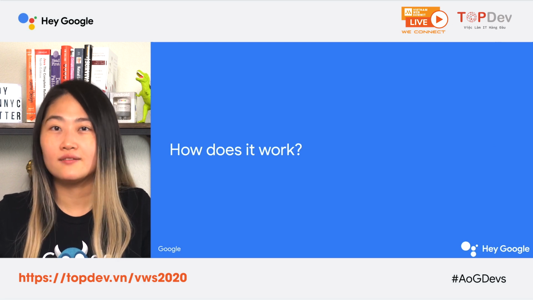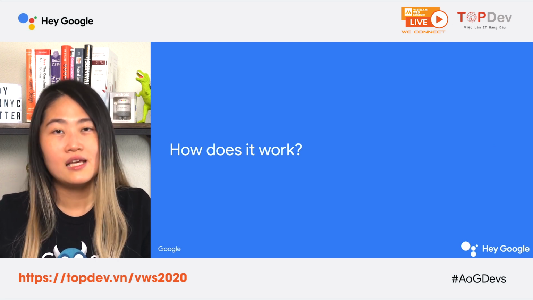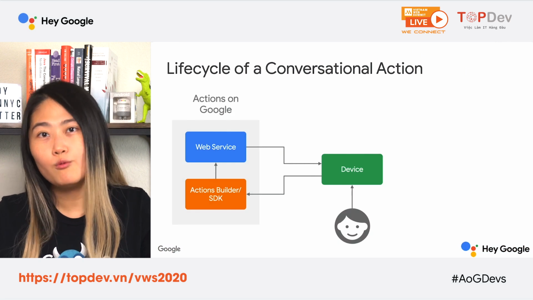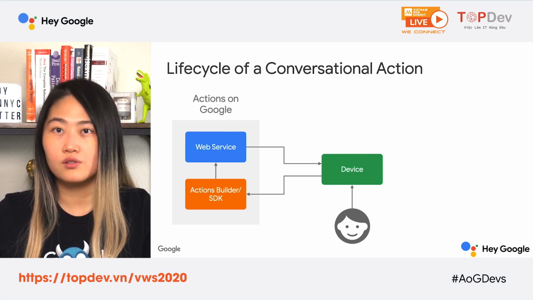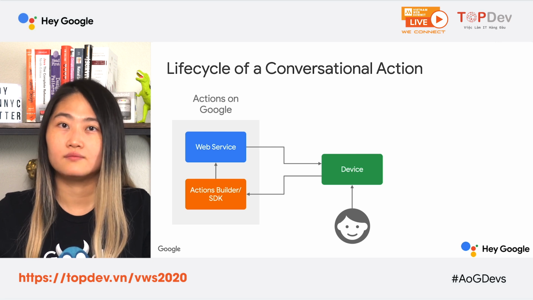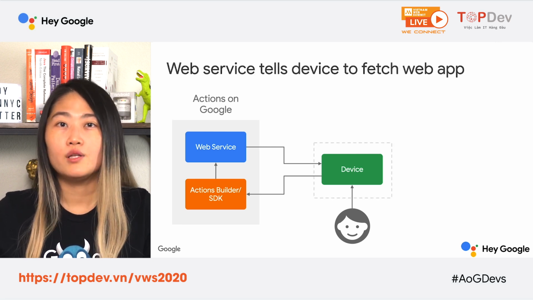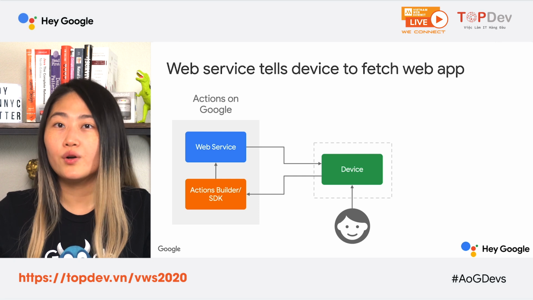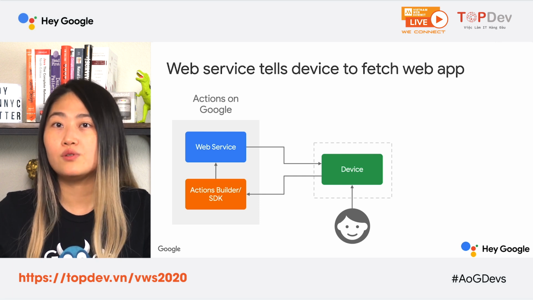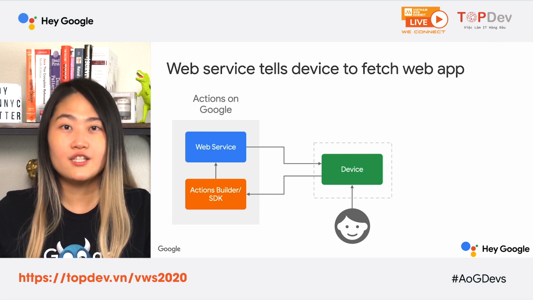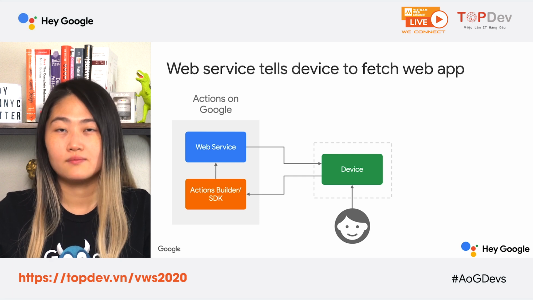Before we dive into the addition of Interactive Canvas, here's a diagram of an action with Actions Builder and a web service. Web services can be used to provide dynamic prompts, make API calls, or check your database. When the user talks to the device, "Okay Google, talk to my conversational action," the device sends over the audio with what the user said to the action. The action then processes the request.